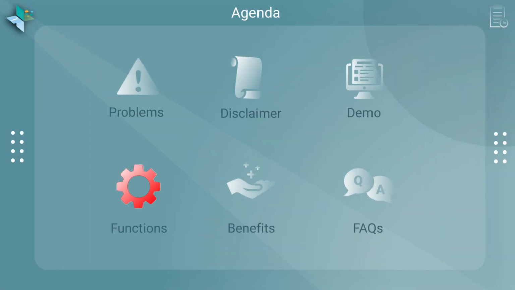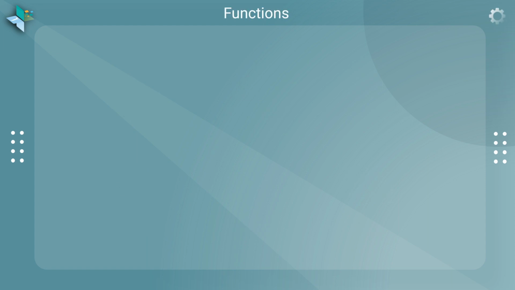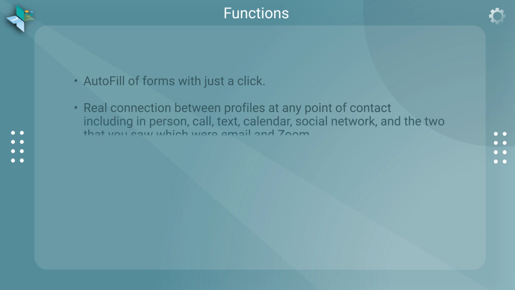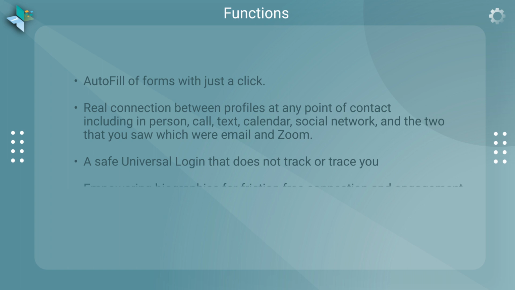Now let's summarize the main functions that you just saw. In summary, Prophyles offers the following distribution functions: autofill of forms with just a click, real connections between profiles at any point of contact, including in-person, call, text, calendar, social network, and the two that you just saw, which were email and Zoom. A safe universal login that does not track or trace you. Empowering biographies for friction-free connection and engagement.